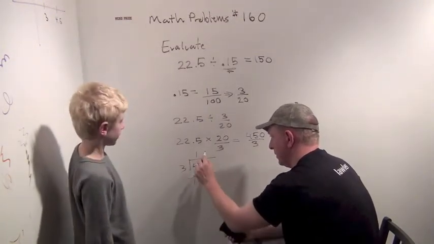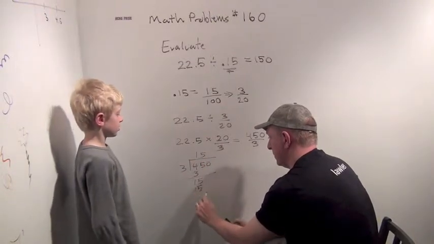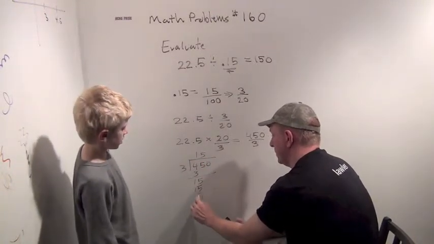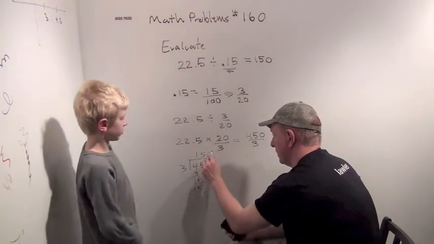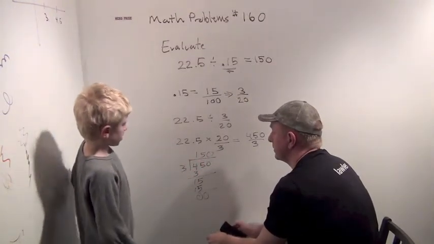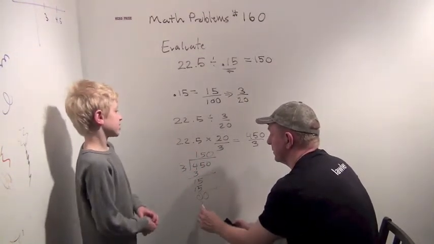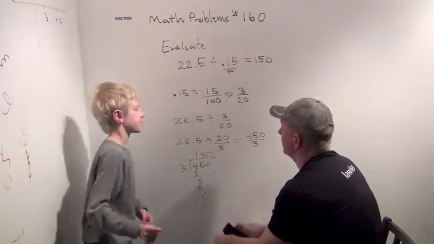So 3 goes into 4 once, then you put a 5, 15, 5, and then 0. You get 150, just like we got up there.